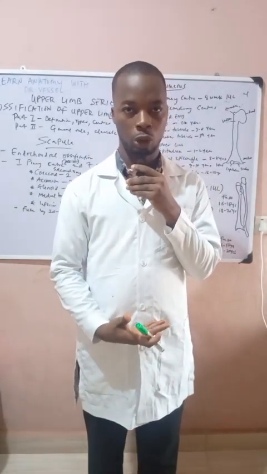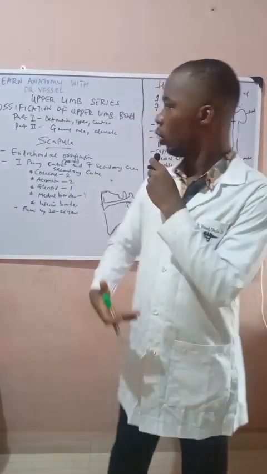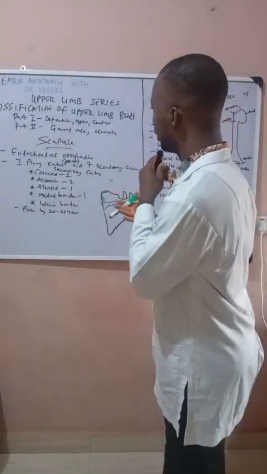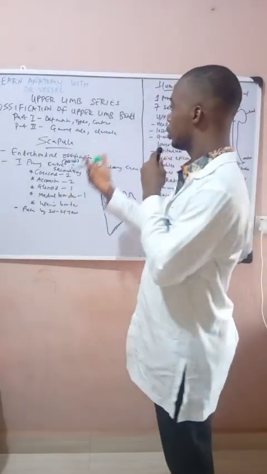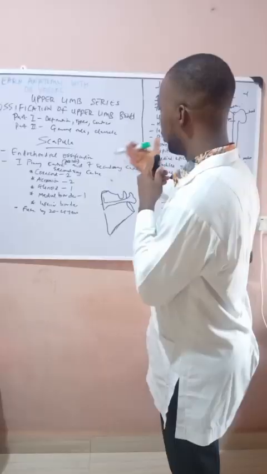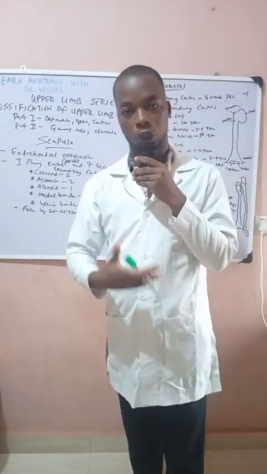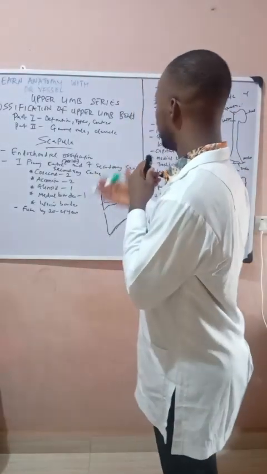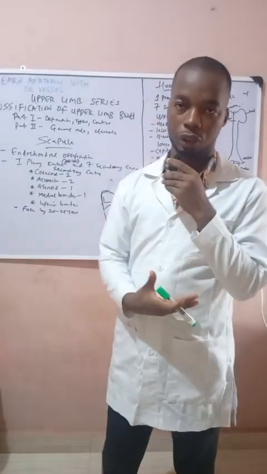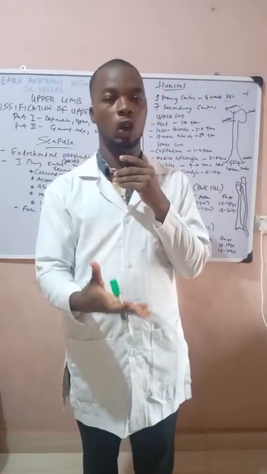Today we'll be looking at part 3 of ossification of upper limb bones. In part 1, we looked at the definition of ossification, types of ossification, and ossification centers. In part 2, we looked at the general rules of ossification and ossification of the clavicle. Now in part 3, we'll be looking at ossification of some individual bones of the upper limb.